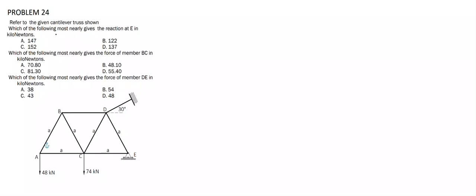For this problem, we are given a cantilever truss shown, and we are tasked to solve for the reaction at E, forces in member BC and DE. To do so, we draw the free body diagram of the reactions at the supports. So at E, we have a force going vertical equals EY and EX, because E is a pin.